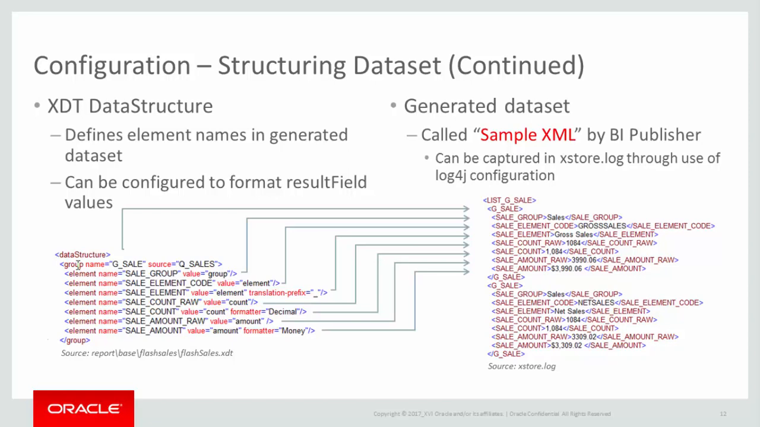Now let's compare the same XDT data structure we saw in the last slide with some generated XML. As you can see, there are multiple GSAIL groups that wrap XML elements for individual result field values. Notice the effect the money formatter had on the sale amount element's value. Contrast the presence of the dollar symbol and a comma with the lack of formatting in the sale amount raw element. Both of these data structure elements are mapped to the same exact result field, the amount field, but the XML contains two different values thanks to a formatter.